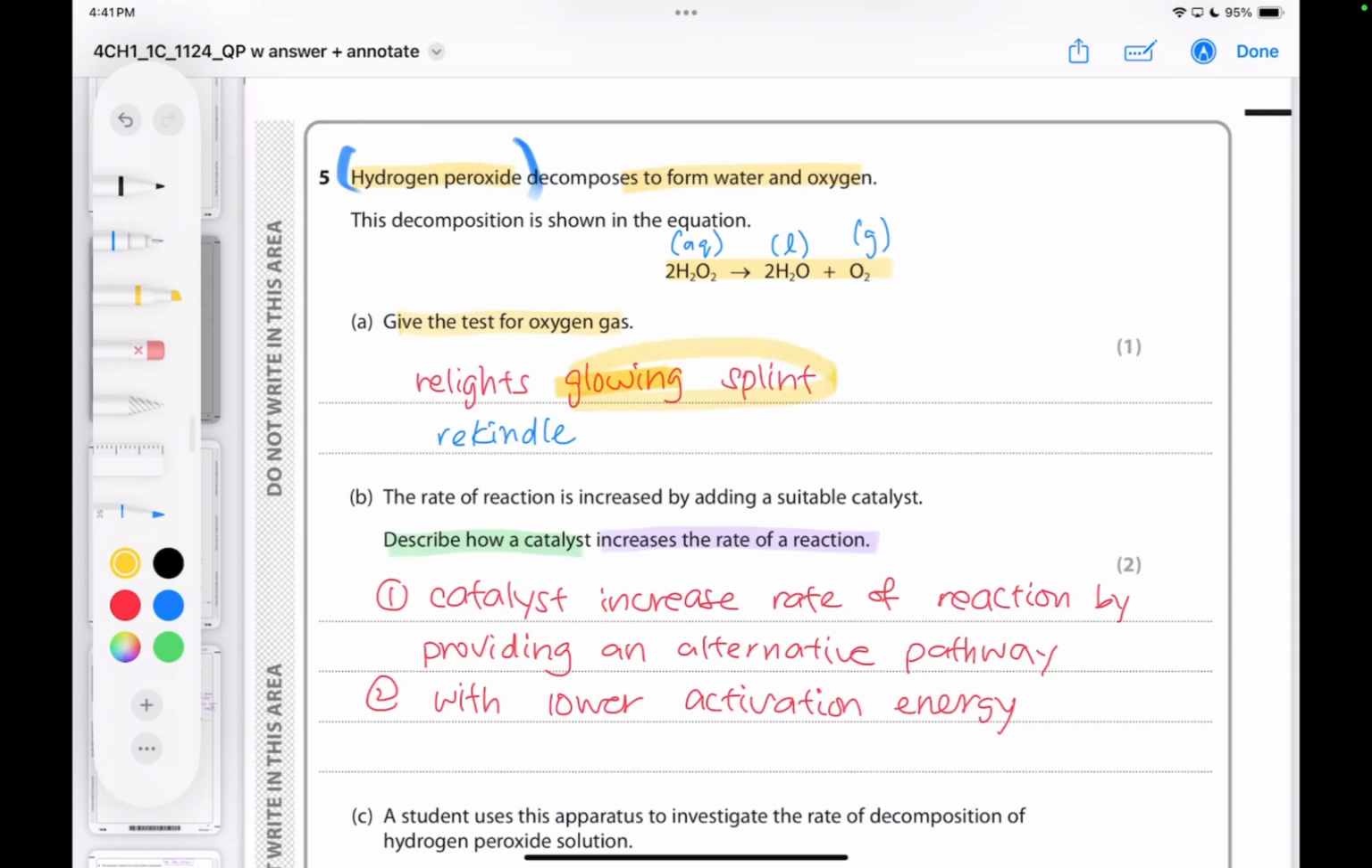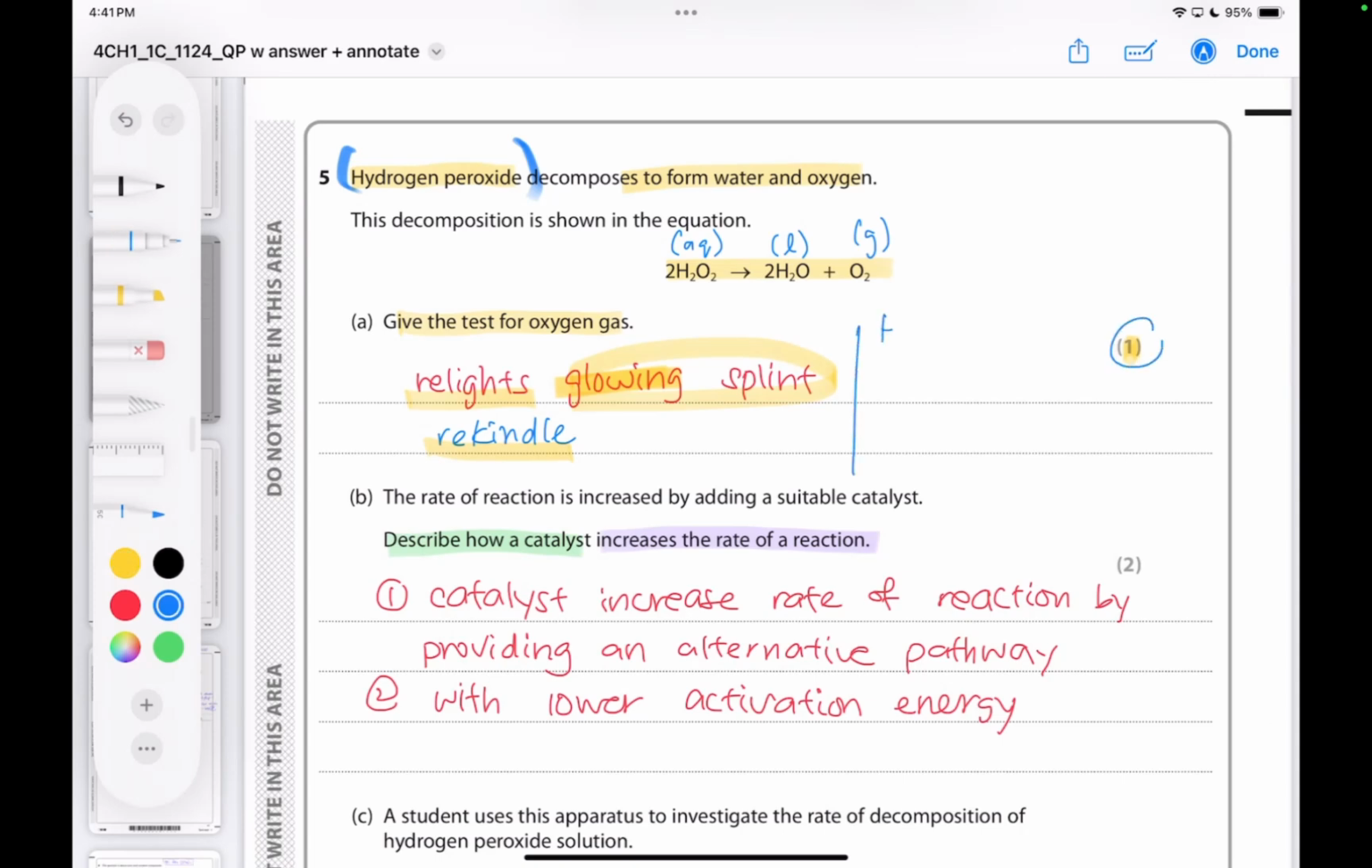Possible words to describe what happens if there's oxygen in there is that it relights or it rekindles. Now take note, it's only 1 mark, so all 3 words, rekindle glowing splint, or relight glowing splint, need to be present in order to get your 1 mark.